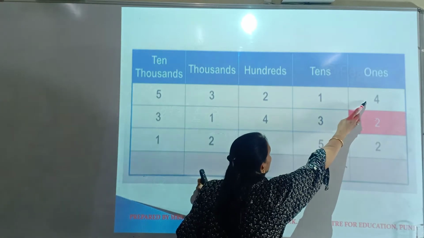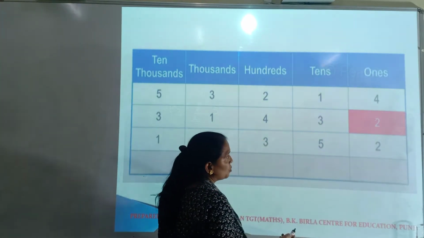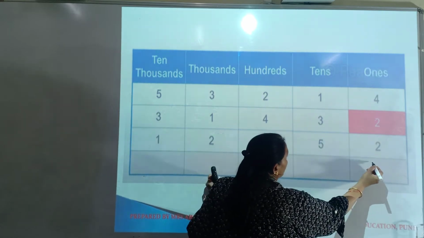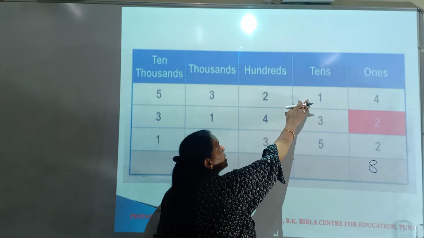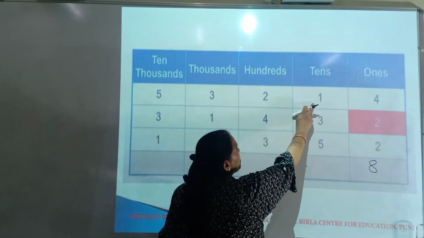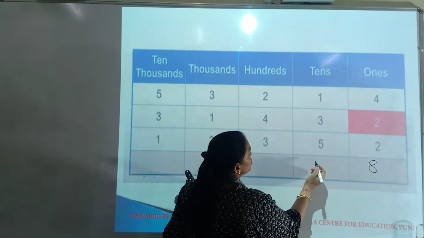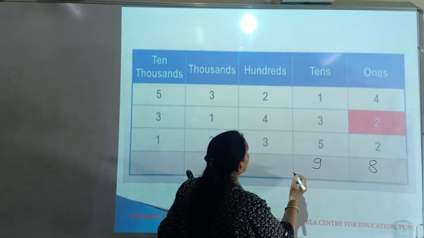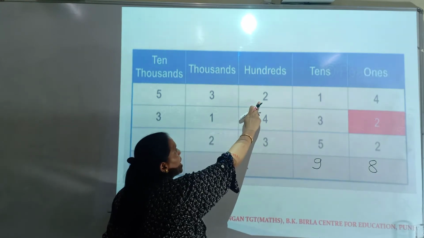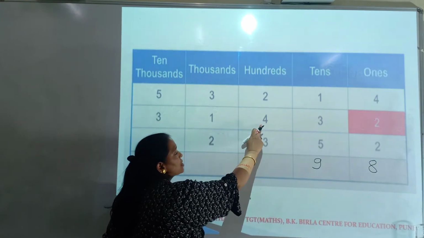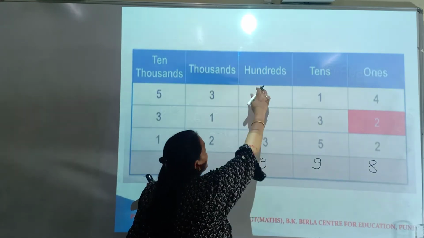Then we have to add the ones place. So 4 plus 2 is 6, 6 plus 2 is 8. So this is 8 ones. Next we have to add the tens place. 1 plus 3 is 4, 4 plus 5 is 9. So 9 tens. Then there are the hundreds. We have 2 plus 4 is 6, 6 plus 3 is 9. This is 9 hundreds.